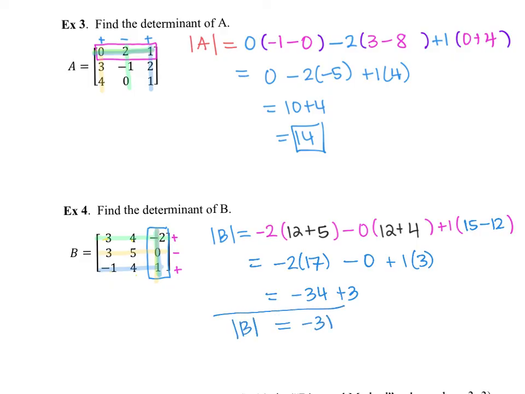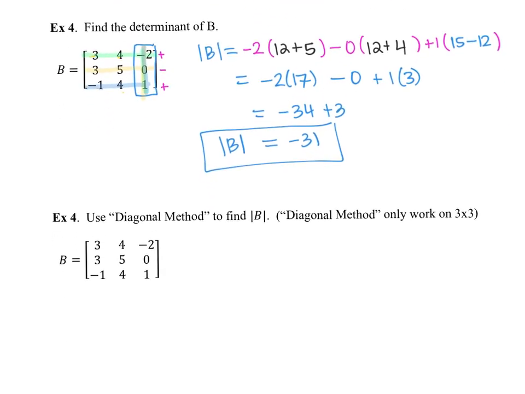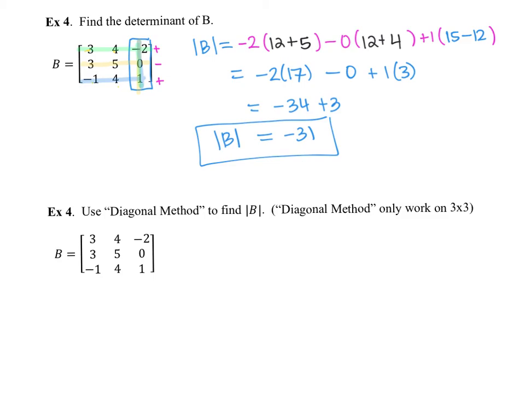And this would have been the same answer regardless of which row or column I had gone along, as long as I was really careful with my cofactors and my minors. Okay, there is another method for a 3 by 3 matrix that I will also show you. Sometimes I give you a choice of what method you would like to use. Some people prefer this method. Some people prefer the cofactor method. I'll leave it up to you.